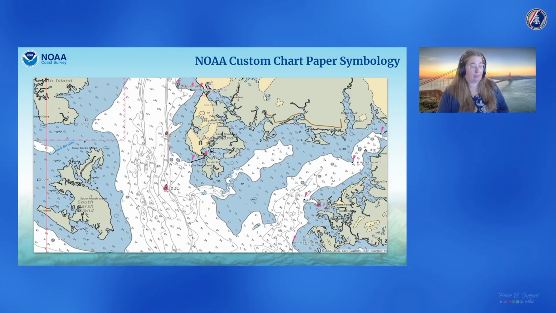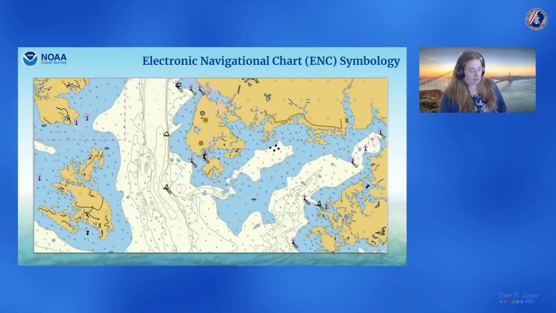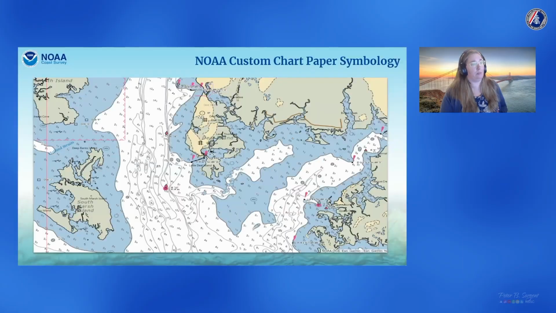What it does is it applies S57 encoding, and it applies a paper chart symbol instead of the S52 ECDIS symbol. And you can see, I don't know if I can go back or not, but you can see some ENC symbols become your familiar paper chart symbols. We are, I would say, about 50% done with converting the symbology to paper chart symbology.